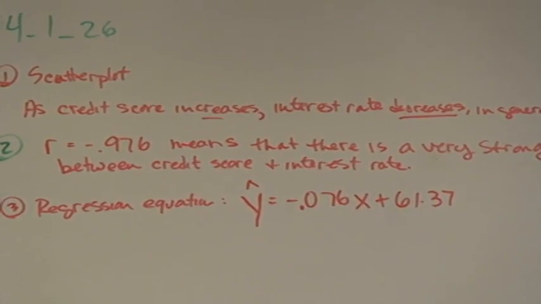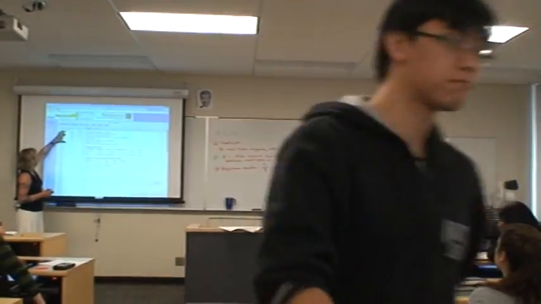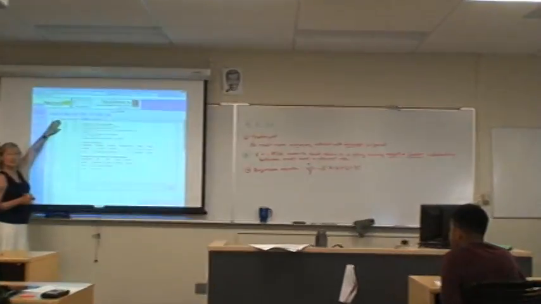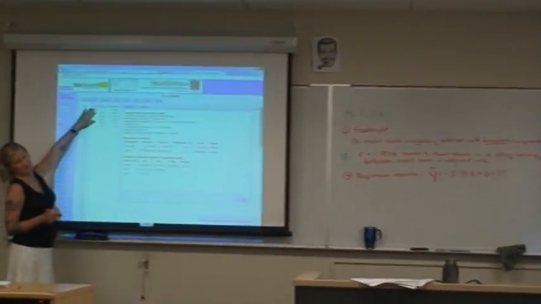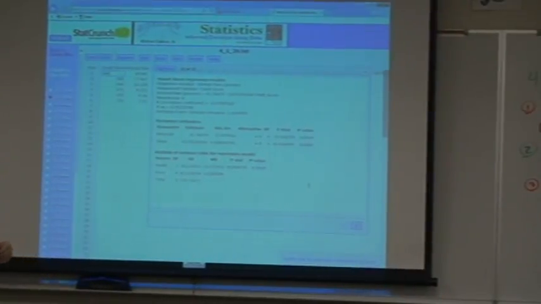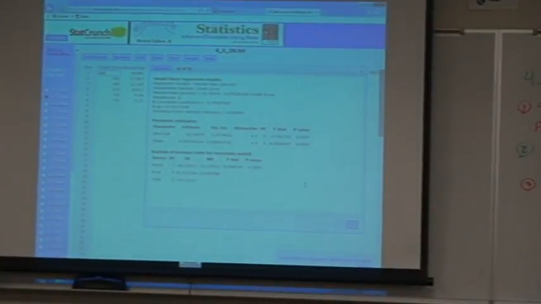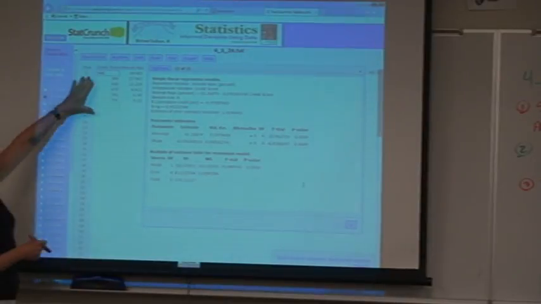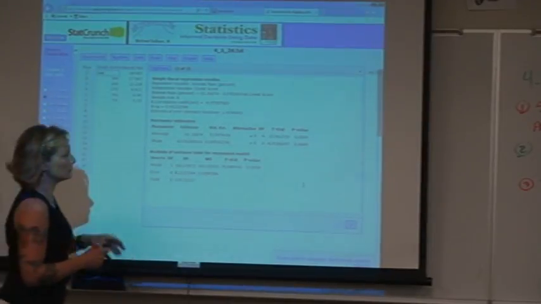And so if somebody has a 0 credit score, they probably can't even get a loan at all. So it wouldn't matter what the interest rate is. Nobody's going to loan them money. They don't have a FICO score. Anyway, it's so far outside the realm of our data, it wouldn't make any sense at all.